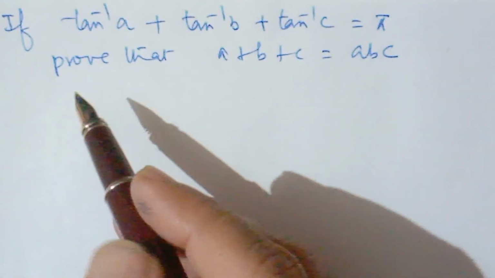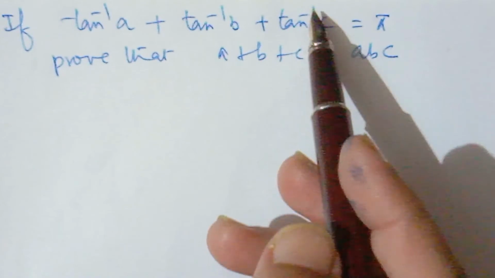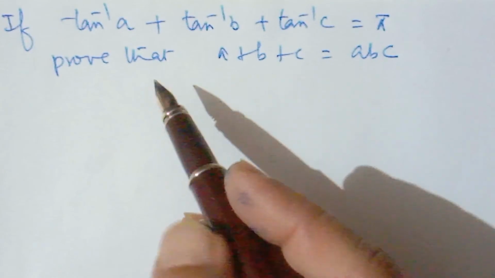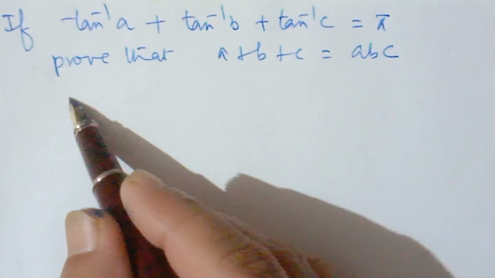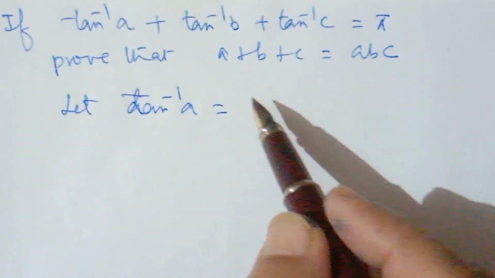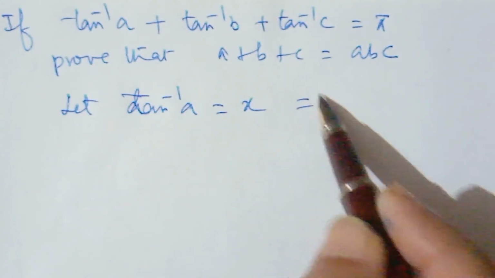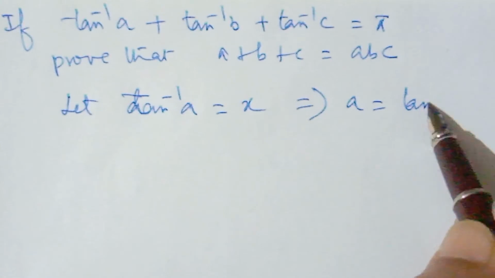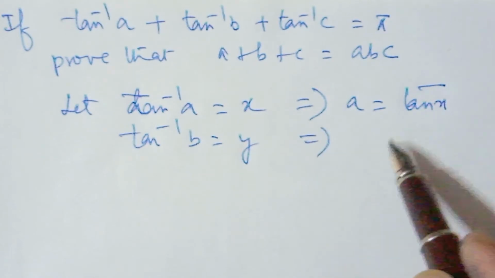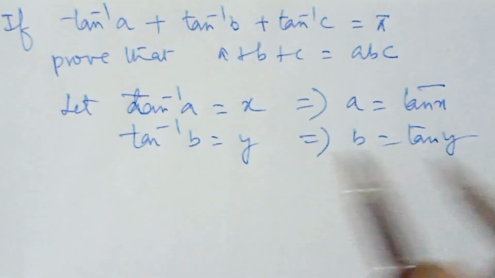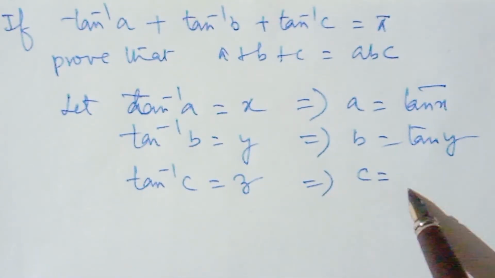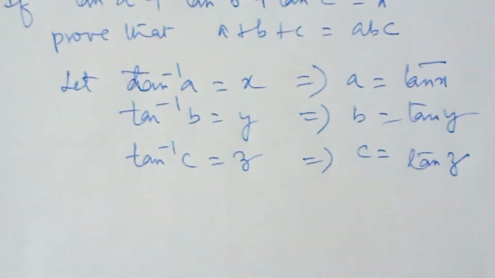Next question is tan inverse a plus tan inverse b plus tan inverse c is pi. Then prove that a plus b plus c equals abc. So here what you can do, let tan inverse a is equal to x, and that will give a is equal to tan x. Tan inverse b is equal to y, that gives b is equal to tan y. And tan inverse c equals z, then c will be tan z.